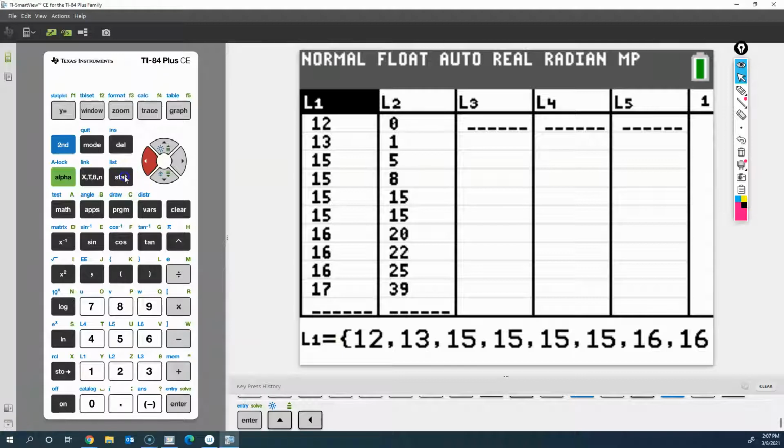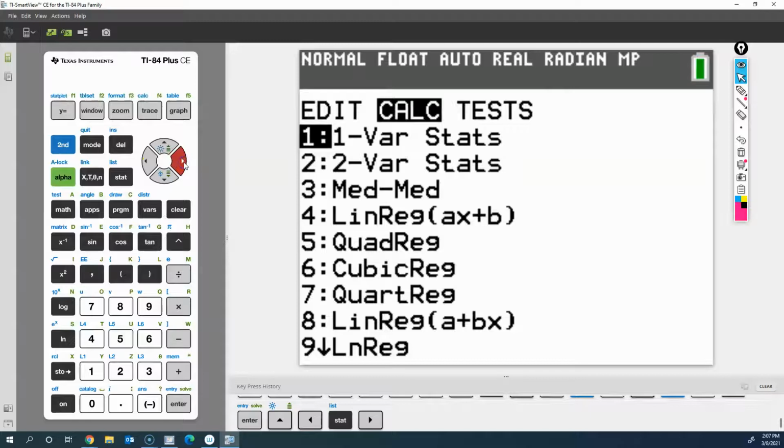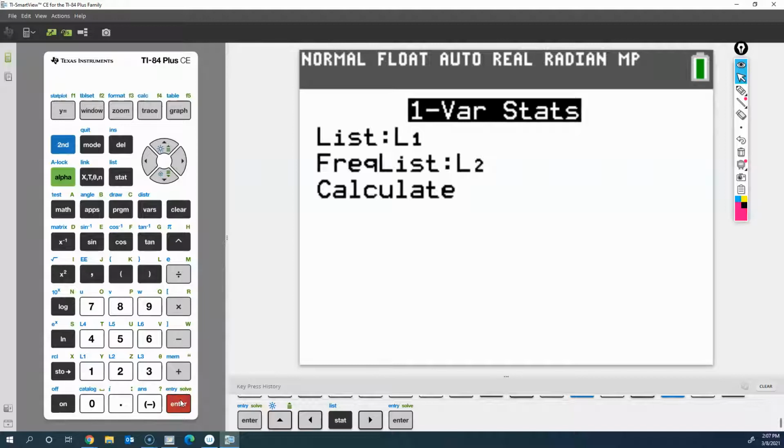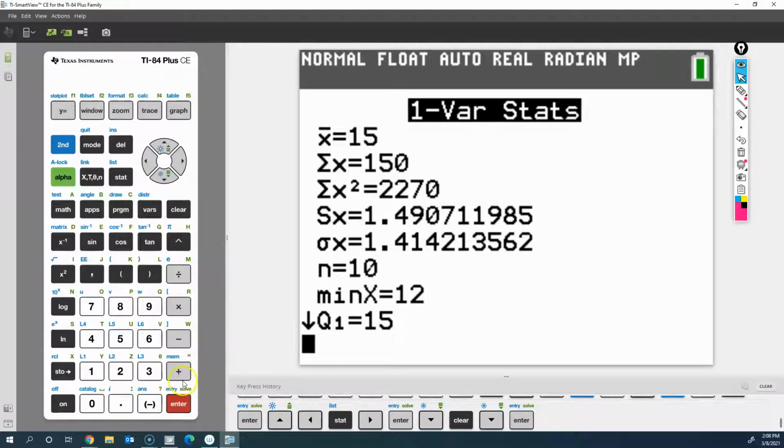Button click, stat, calculate, one variable statistics, and we're first going to do player A. So player A is in L1. Player A does not have a frequency list, so I clear that. And then I just go down to calculate. And there's all my statistics.